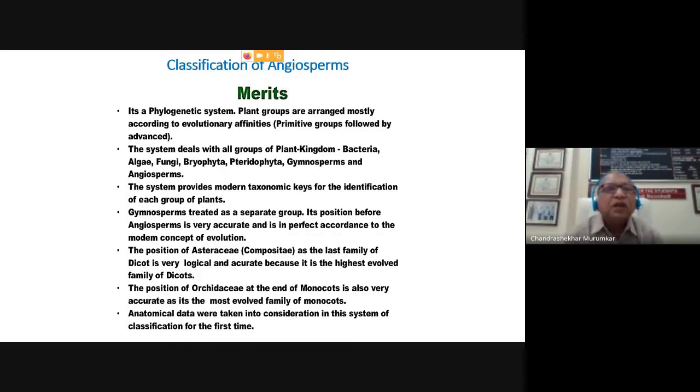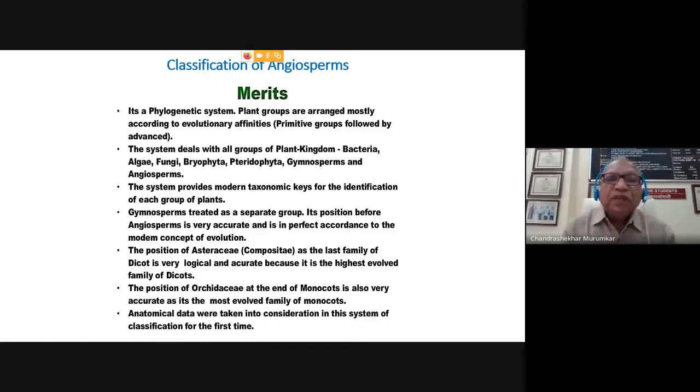Now, as far as Engler and Prantl is concerned, definitely this had an advantage at that time. It is a phylogenetic system because it accepted the phylogenetic, evolutionary trend, and accordingly the plant groups were arranged, mostly following these evolutionary trends. What they called a primitive group was placed at the beginning, followed by the advanced groups. This system deals with all groups of the plant kingdom, that is the advantage: bacteria, algae, fungi, bryophytes, pteridophyta, gymnosperms, and angiosperms. The system provides modern taxonomic keys for the identification of each group of plants. It used diversified characters, many characters together, not a single character, and that's why it is more appropriate and more natural.